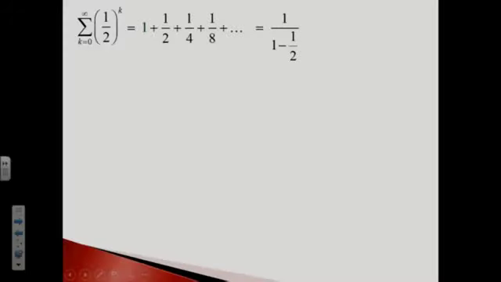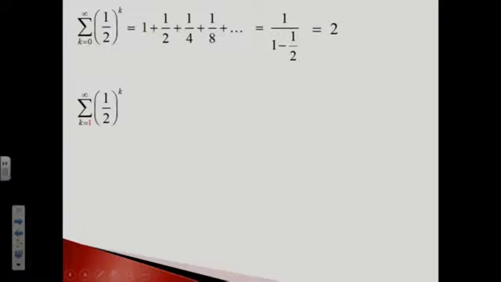Compute the sum of the series sigma k from 0 to infinity of (1/2)^k. This is a geometric series with a equals 1 and r equals 1/2. It includes the terms beginning from 1 and each term is 1/2 of the preceding term. Since r is positive and is less than 1, the series converges and its sum is 1 divided by 1 minus 1/2, which is 2.